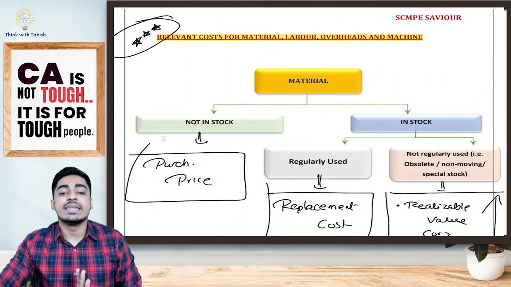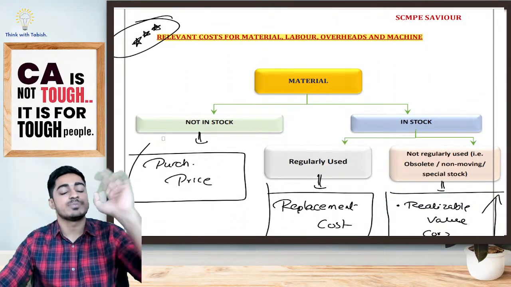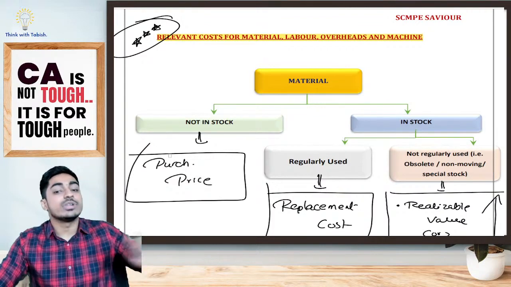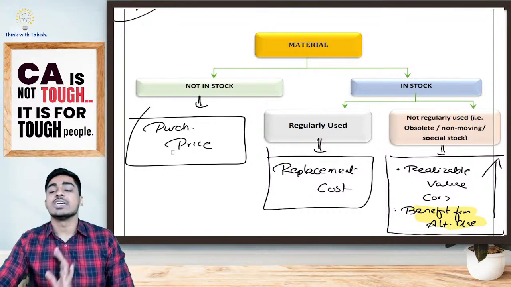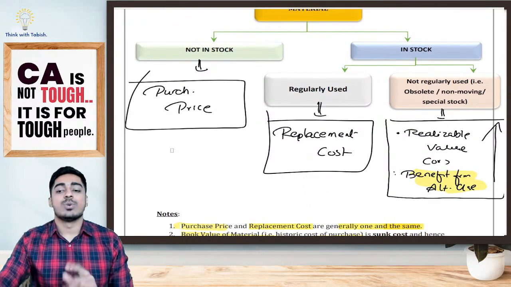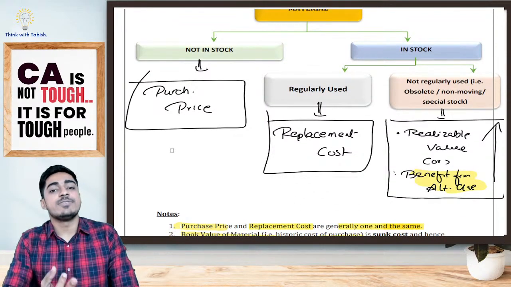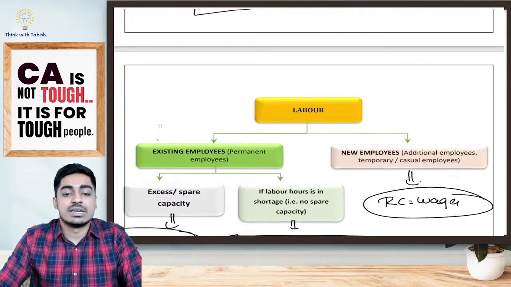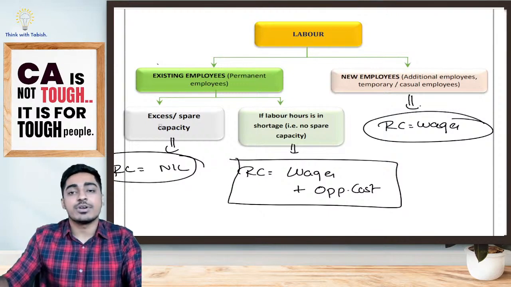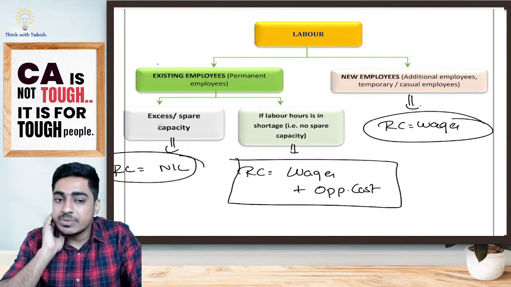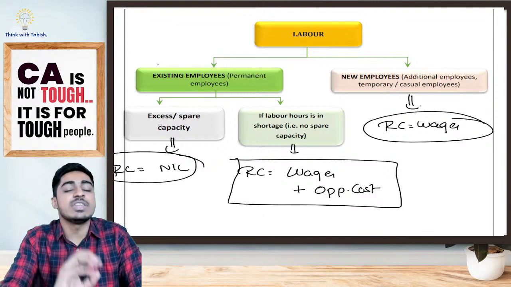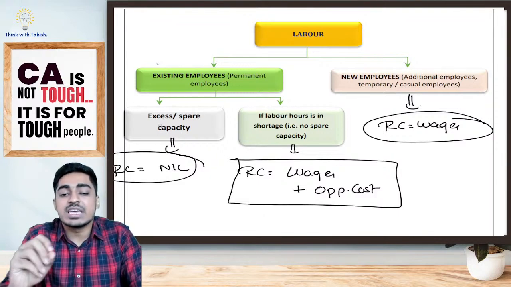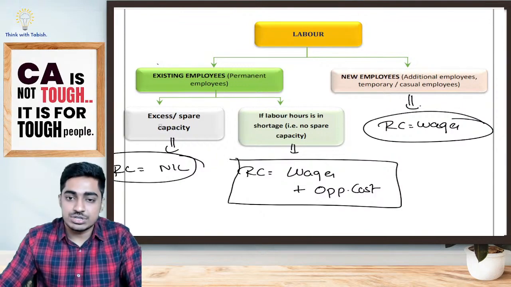Next, for material, if it is not in stock, we have to purchase, and purchase price is relevant. If it is in stock and regularly used, we need to replace, so replacement cost is relevant. If it is not regularly used, we look at the realizable value and the benefit from alternate use, whichever is higher will be relevant. Next, for labor, for additional employees we have to recruit, whatever wage we are paying will be relevant. Existing employees, if there is spare capacity, relevant cost is nil. If there is no spare capacity, it is wages plus opportunity cost.